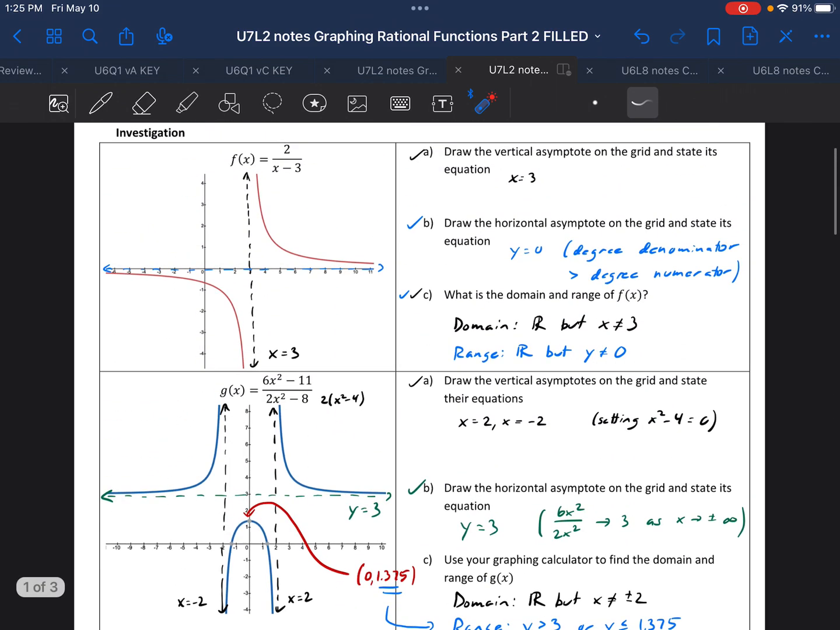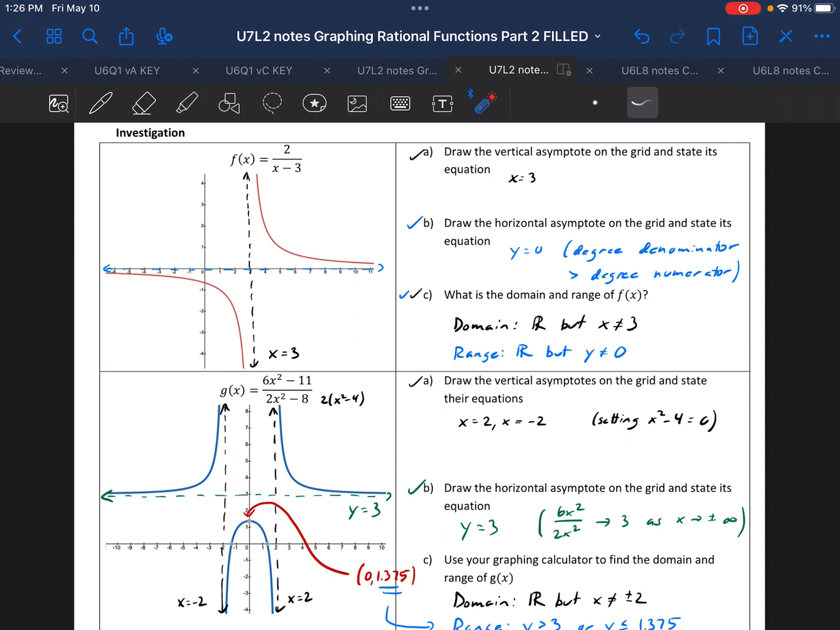Okay, the last part of this first page is just asking you to find the domain and the range of the function. Okay, this one we can actually do without a calculator, right? We can see that our horizontal asymptote's at 0, and the vertical asymptote's at 3. And so in our domain and range, those are the only two values we have to take out. So we don't really need a calculator for that.